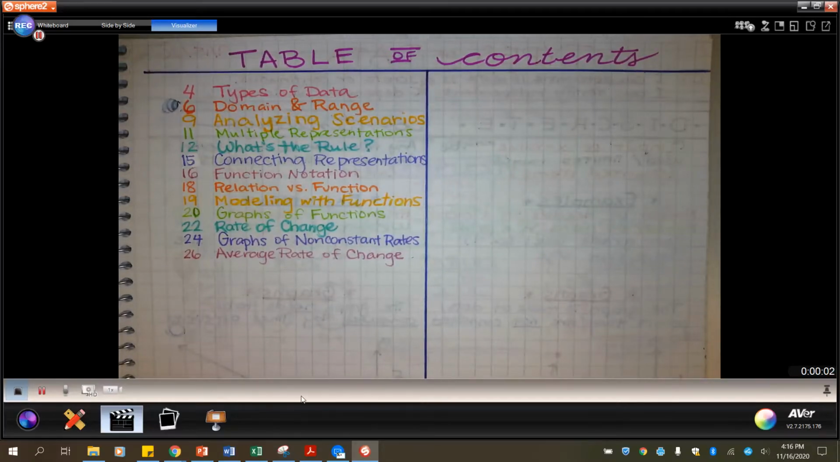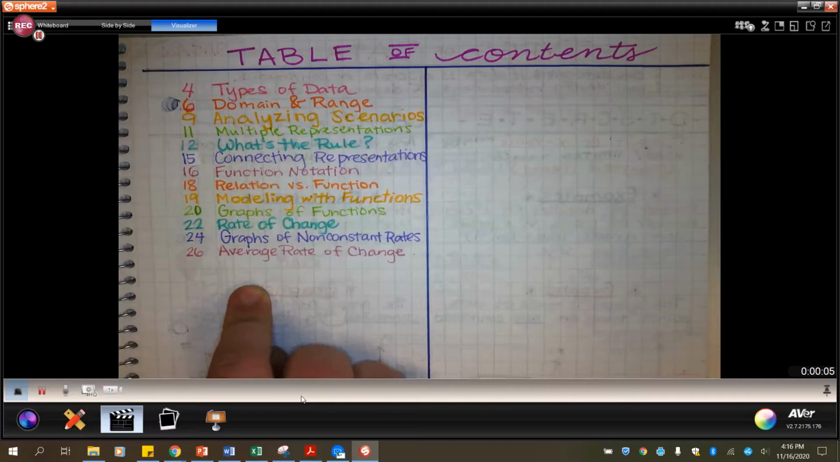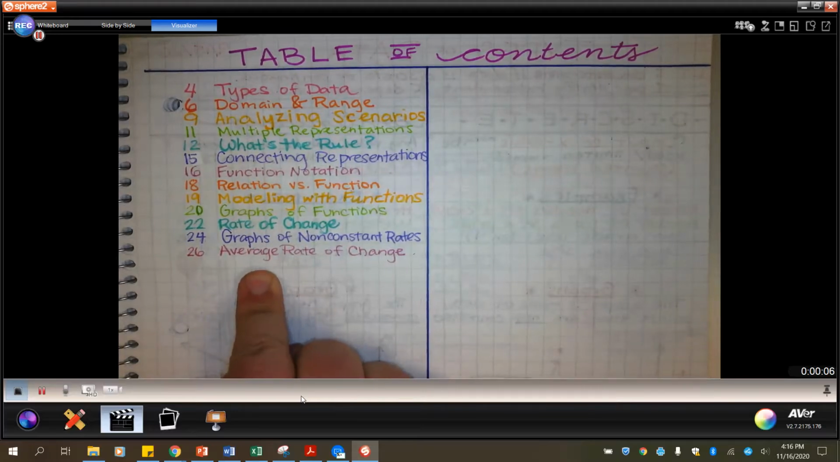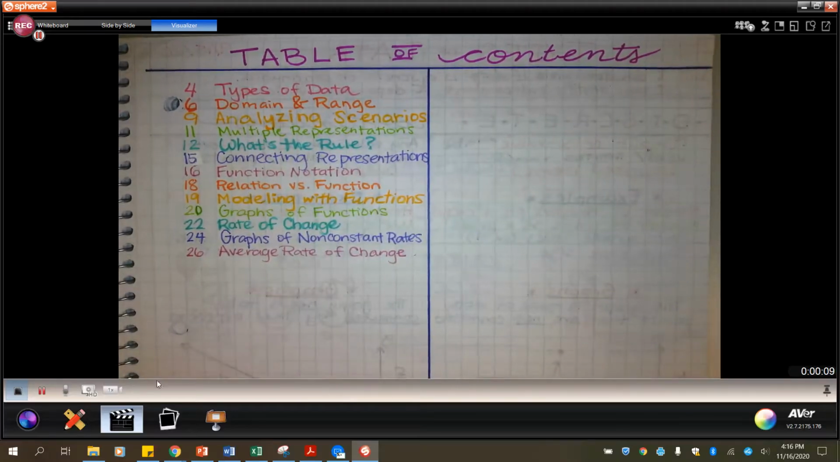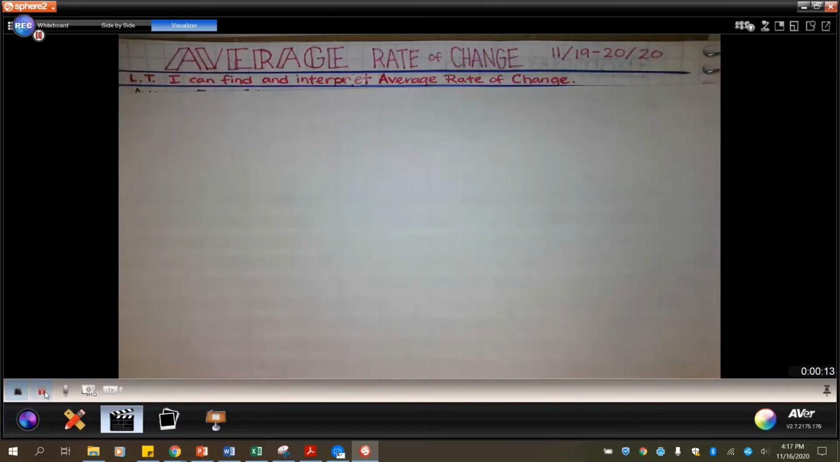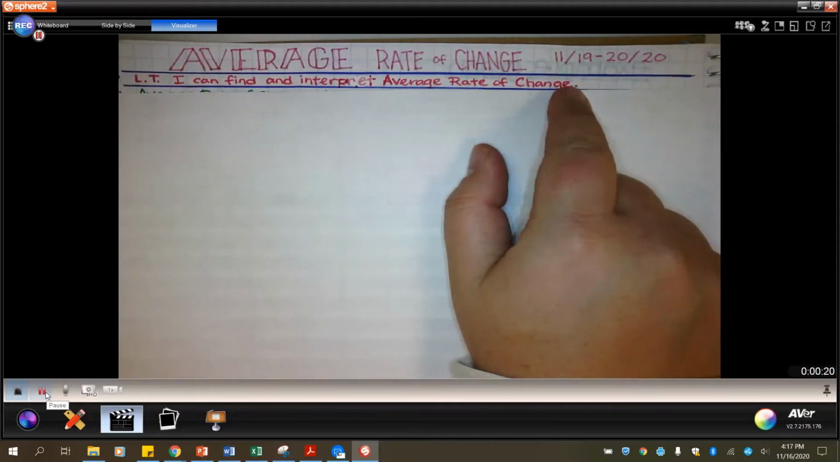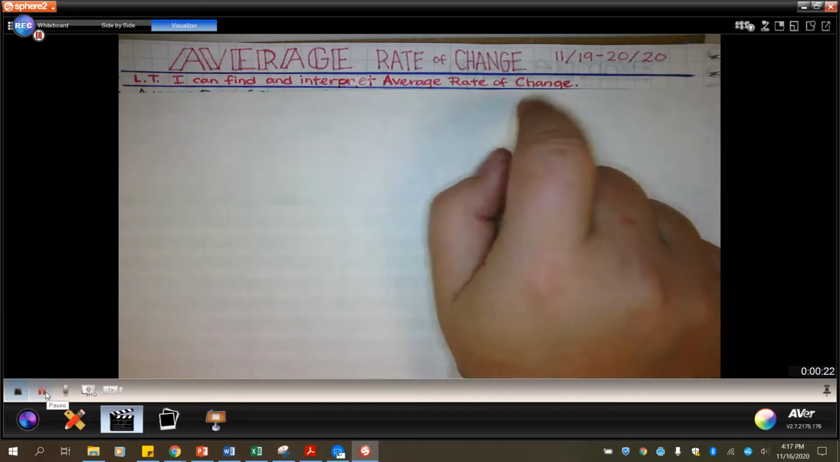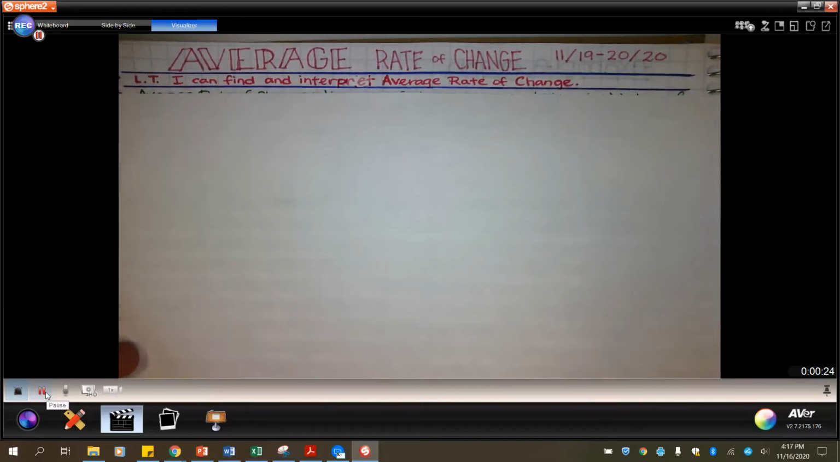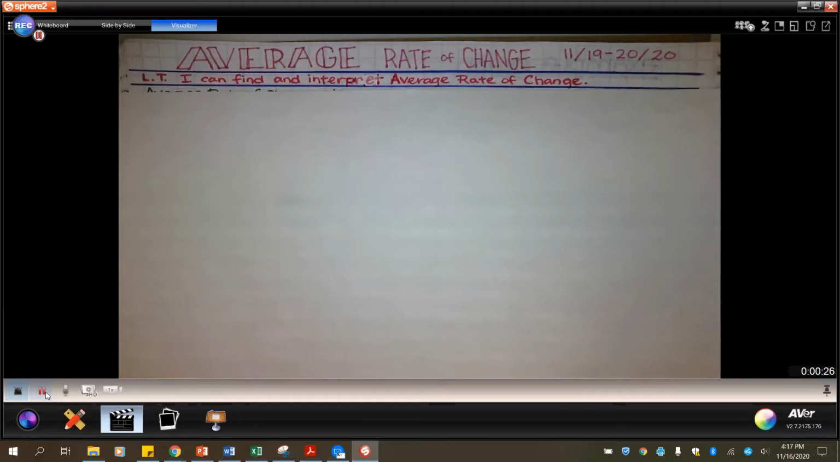Hey guys, today we are going over our last notes for topic 4, and it is on average rate of change. And that will be on page 26, and it should just be the one page of notes. Okay, so we will be doing average rate of change on the 19th and 20th of November, and the learning target is that I can find and interpret average rate of change.